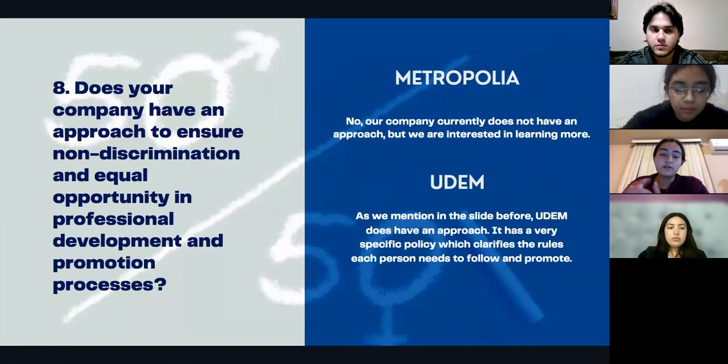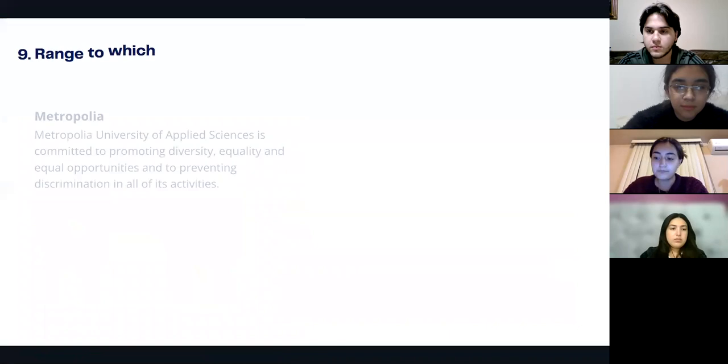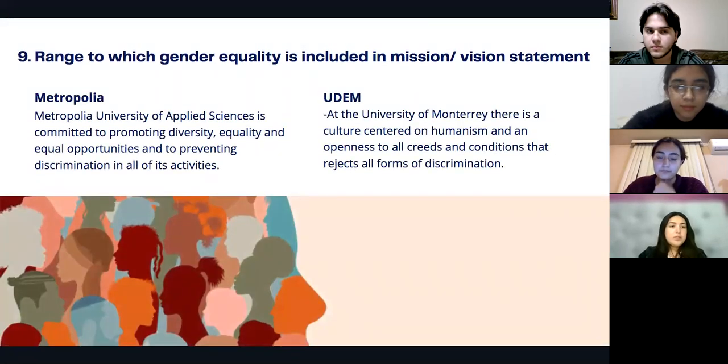And also here we're going to talk about the approach to ensure non-discrimination and equal opportunity in professional development and promotion processes. In UDEM, as we mentioned in the slide before, UDEM does have an approach. It has a very specific policy which clarifies the roles each person needs to follow and promote. Next, whether gender equality is included in the mission and vision statement. At the University of Monterrey, there is a culture centered on humanism and openness to all creeds and conditions that rejects all forms of discrimination.